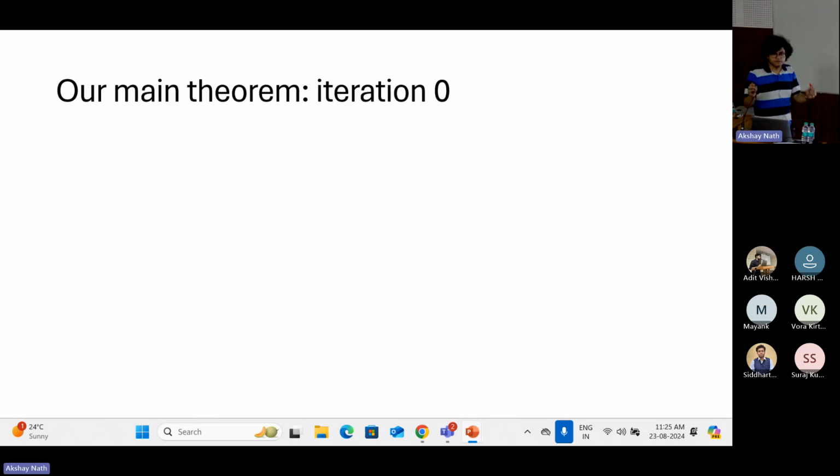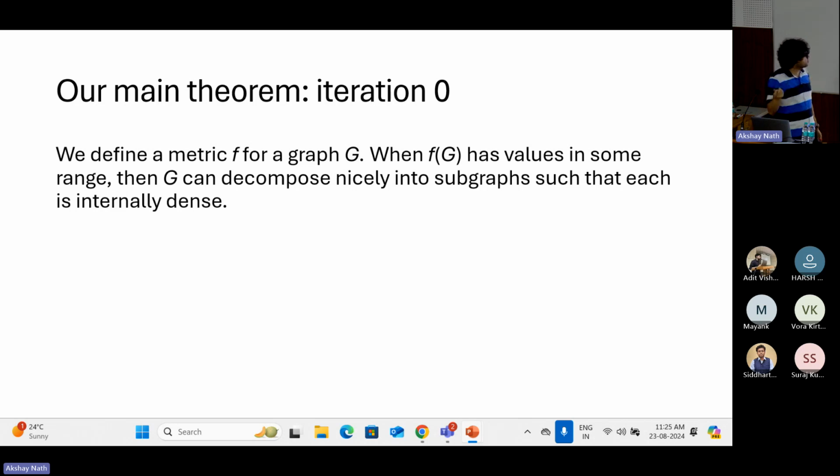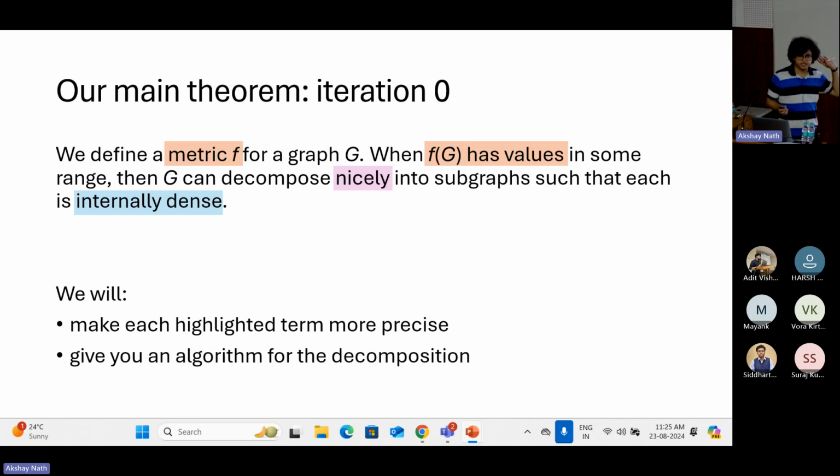Okay, so I'll give you a rough main theorem, which is we define a metric f for the graph. When f has values in some range, we say that G, the graph, can decompose into many subgraphs such that each is internally dense. What I'll do over the rest of the talk is unpack first this statement, then what nicely means, and what this notion of internal density is. Any questions so far? I think it's a good place to take a break and ask questions if you have any. No? Okay.